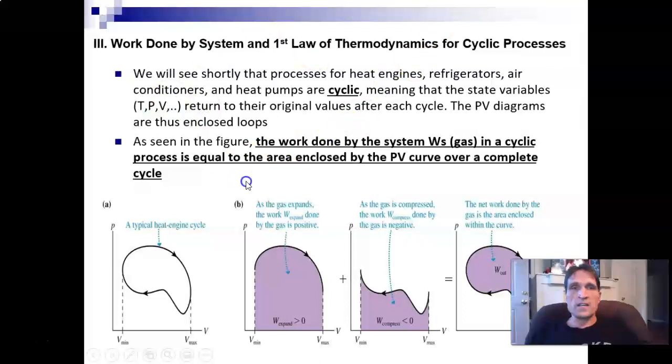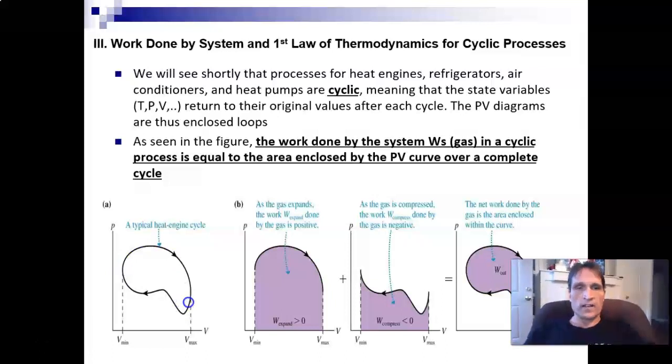And in terms of the PV diagram, if pressure and volume return to their original values after one cycle, then this PV curve is a closed loop. For example, suppose the process starts right here at Vmax, and you get a compression to a smaller volume, and then an expansion, and the volume and the pressure return back to the same values after one cycle. And so for a cyclic process like a heat engine, the PV diagram is a closed loop.